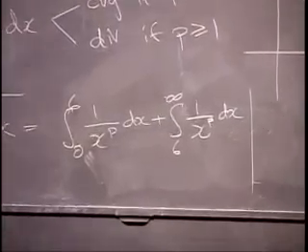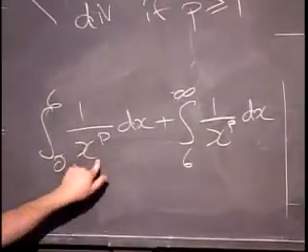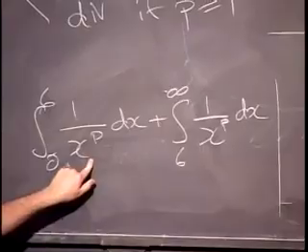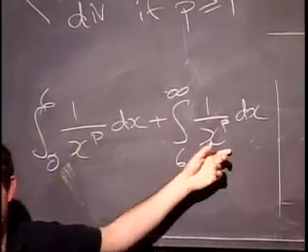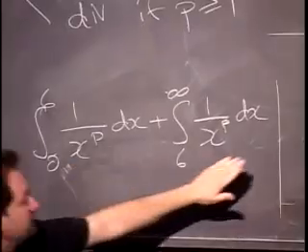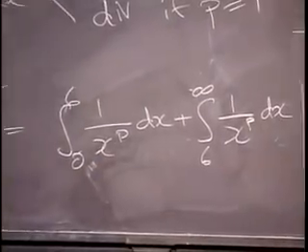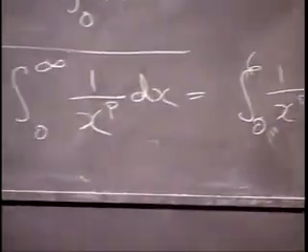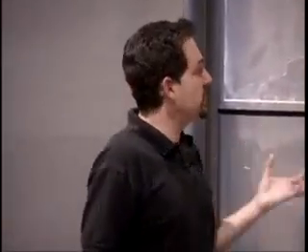For example, if p is less than 1, this piece converges, but that piece diverges. If p is greater than 1, now this one diverges, that one converges. And if p equals 1, they both diverge. So in any case, there's at least one of those two pieces that diverges. So this actually diverges no matter what p is.